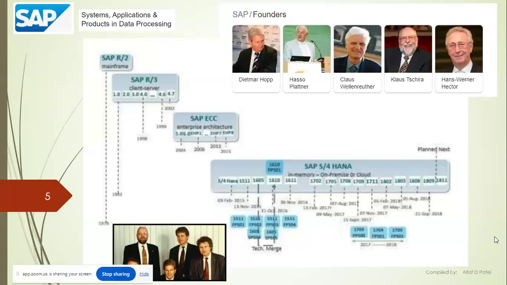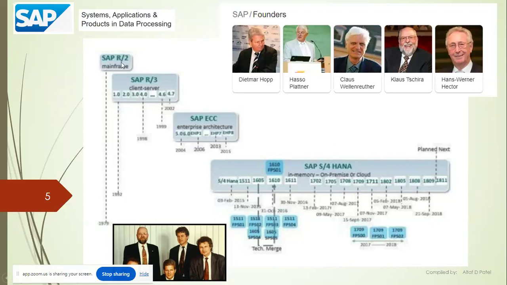Production. And so what they did was they broke away from IBM and started their own company called SAP. So in 1979, this is when the company was formed.